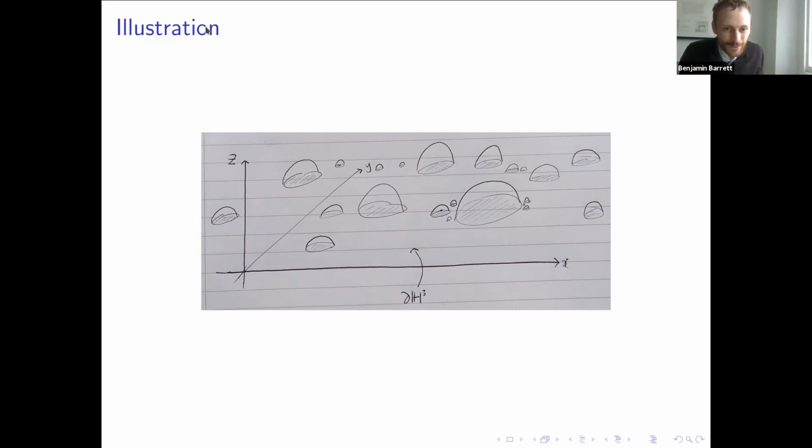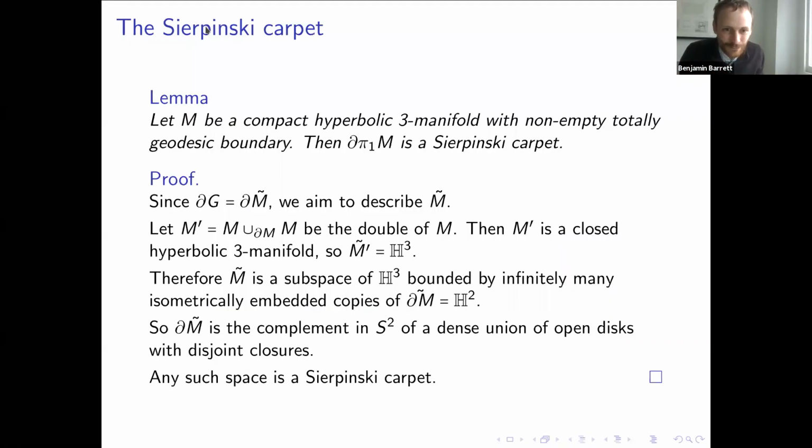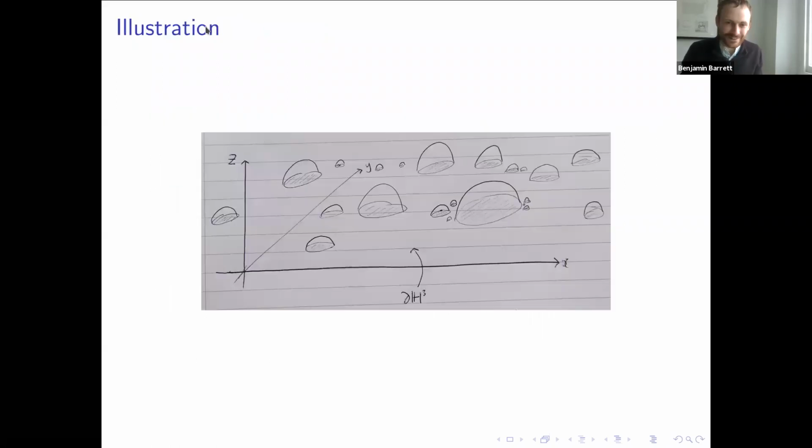So through your questions, hopefully I've now justified all of the conditions that I needed to apply this classical topology theorem about Sierpinski carpets. Does that clear that up, or anything else?